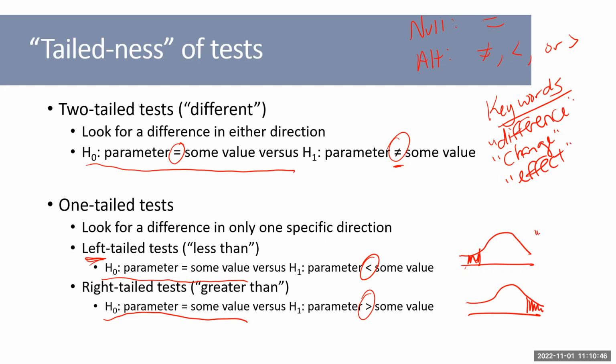For left-tailed, you might be looking for something like reduce or reduction. You might be looking for decrease, things like that. In right-tailed, you might be looking for increase, growth, maybe anything that has that directional implication. Okay.